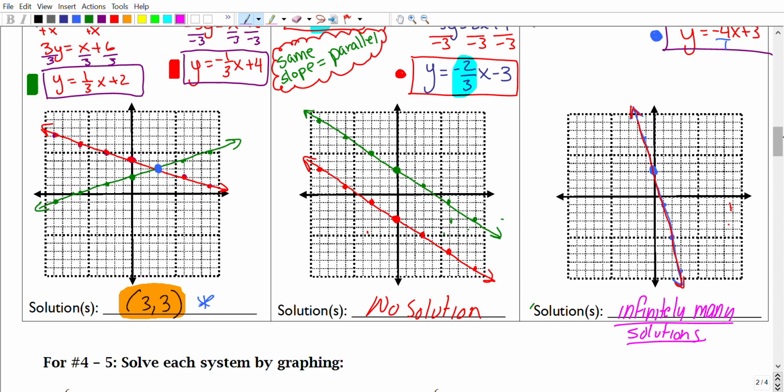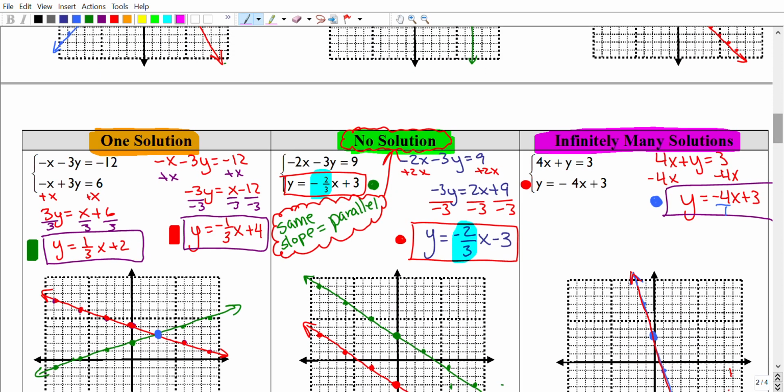Okay, so hint, hint, if you rewrite your equations for your lines and you get the same line, if you get the same line, then you know you have infinitely many solutions.